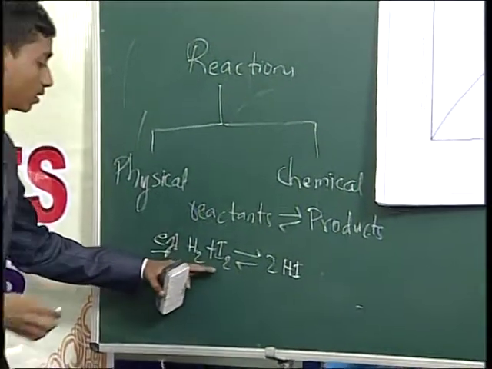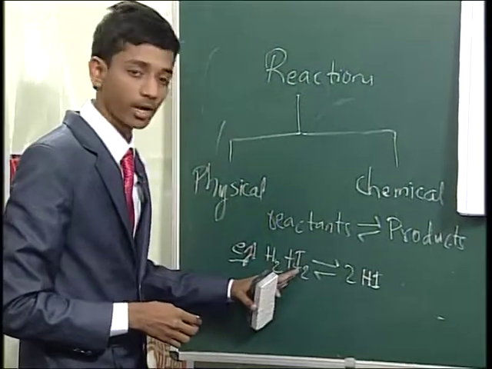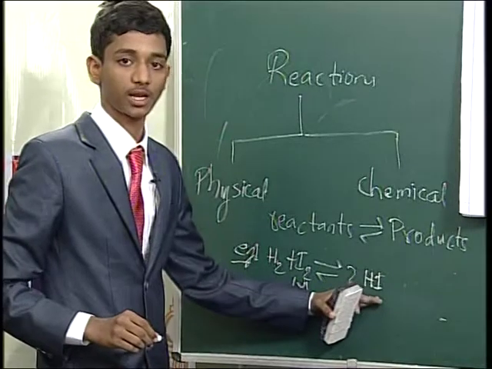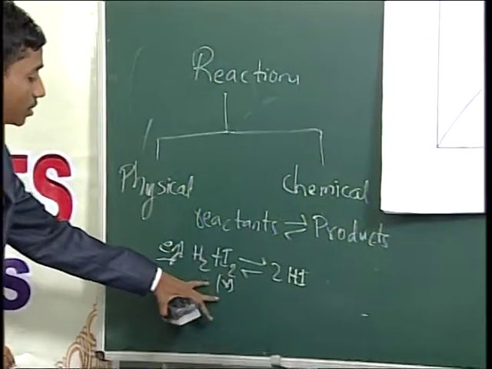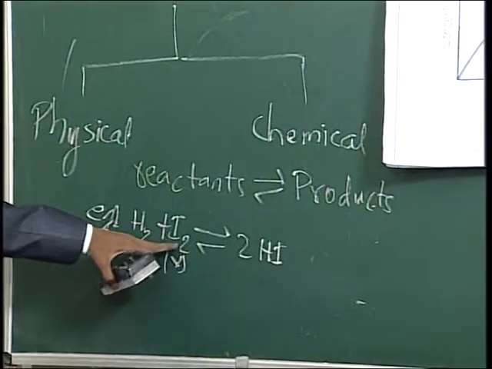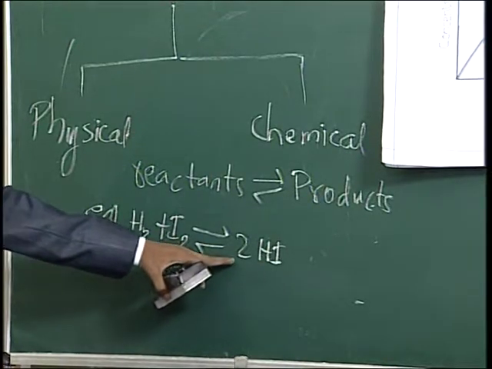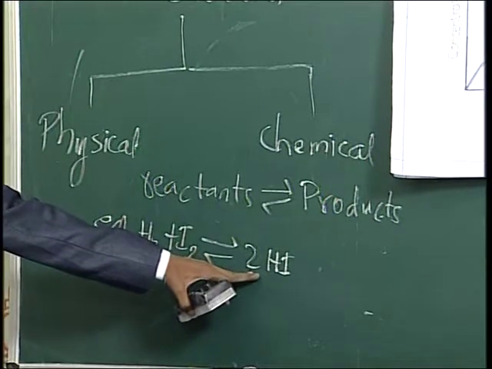In this reaction, firstly the hydrogen is colorless. The iodine has a violet color, whereas the HI is also colorless. When we start this reaction, we will observe a dark violet color from the iodine. When these two reactants combine and form the product, the intensity of the violet color goes on decreasing. And after some time, it will attain a constant value.